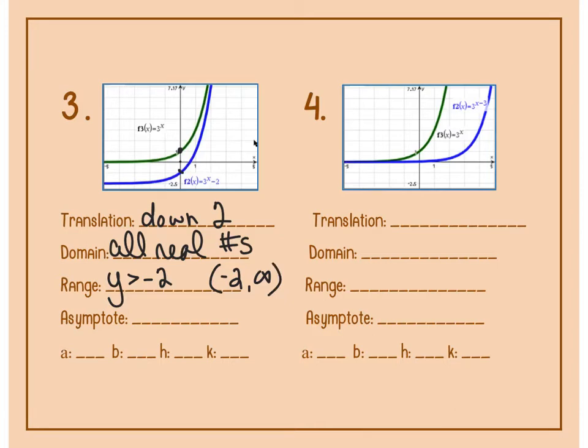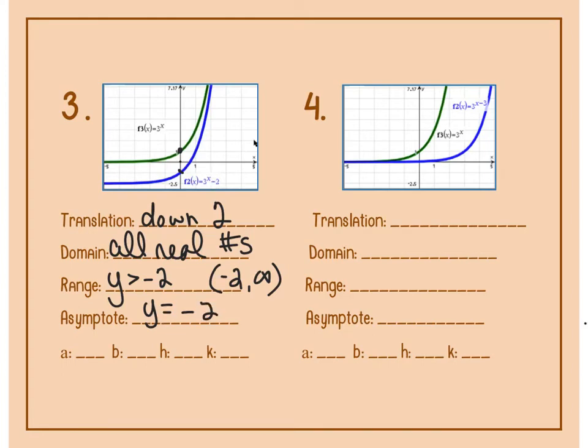My asymptote, it's that line that it's getting really close to but never going to touch. It's this line right here, the same line you're going to use for range, you're going to use for asymptote. So the asymptote is this straight line that it's never going to touch, y equals -2.